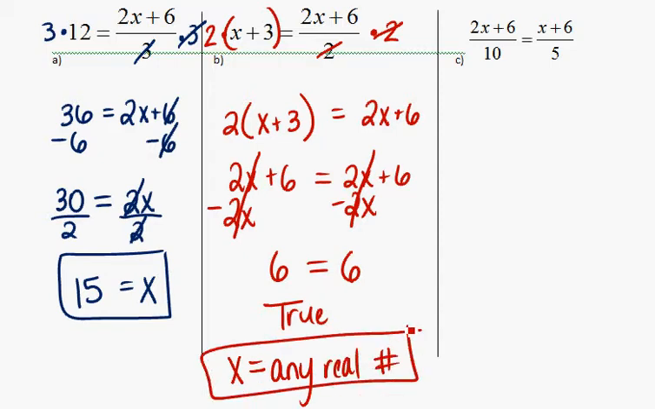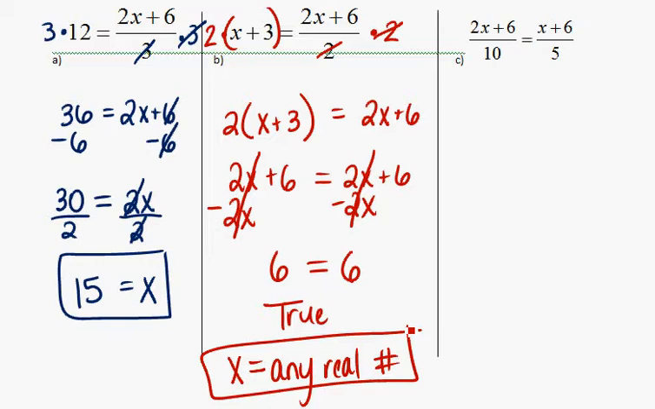So what that means is for part A, there was only one possible value of x that I could substitute in and get the correct solution to my equation. For part B, any number that I could possibly try to substitute in for x will give me something true.